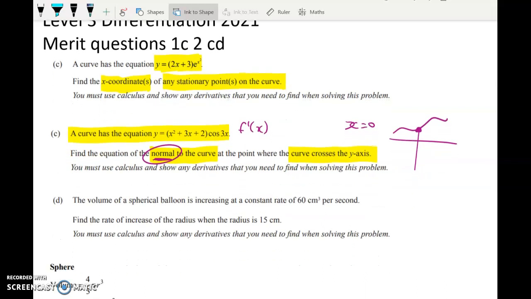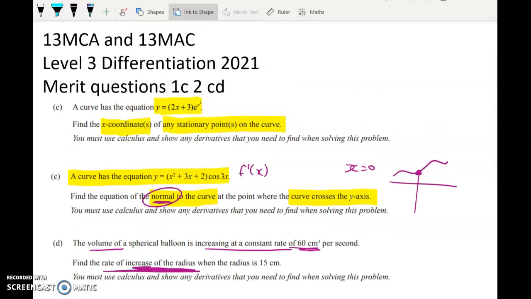And this last one is kind of a baby related rates question. We've got a balloon, and we're told that its volume is increasing at this rate, and we have to find how fast the radius is increasing at a particular point. So let's now just get into them and go through them.